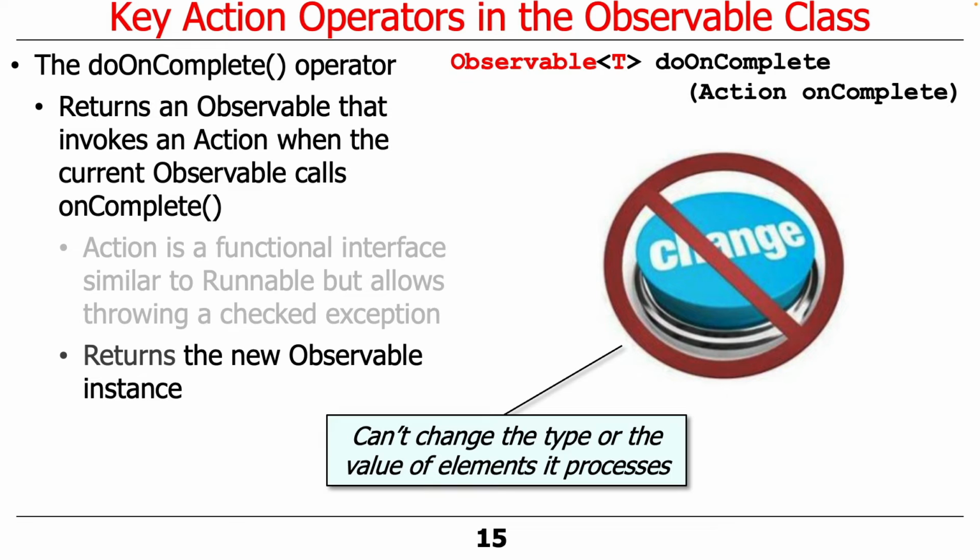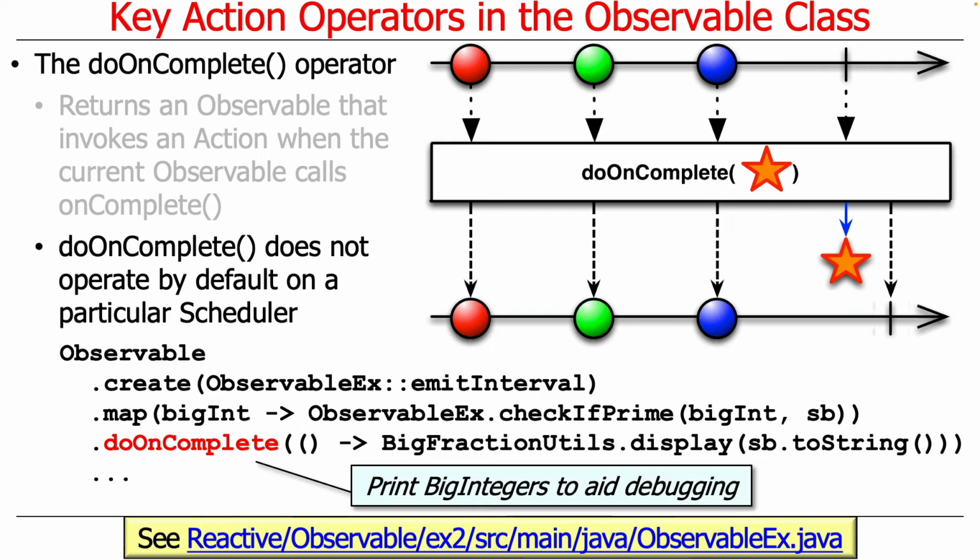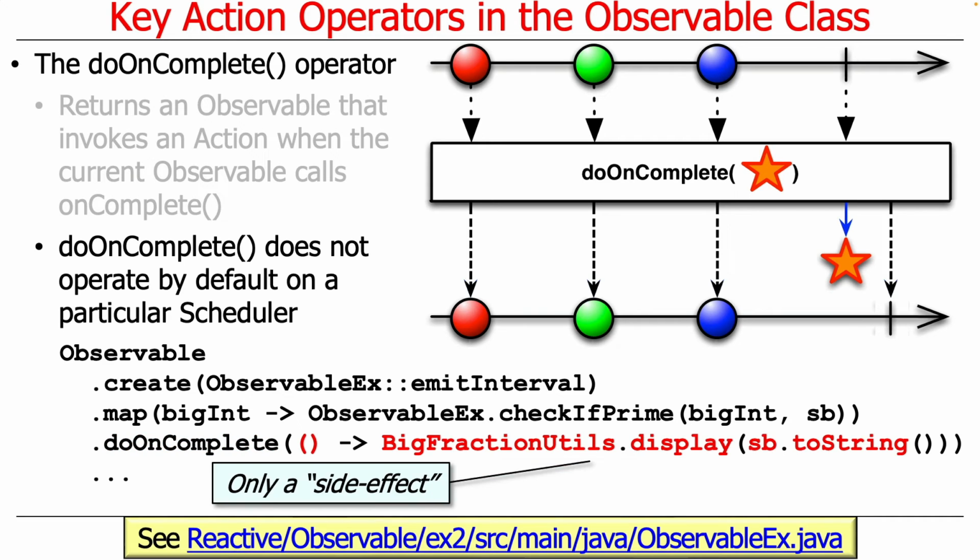As with doFinally, doOnComplete can't change the type or the value of the elements that it processes. Even though a new observable instance is returned, it can't change the value or the type. Also, like with doFinally, doOnComplete does not operate by default on any particular scheduler. It's up to the context in the calling environment to decide where it's going to run. So here's an example which we'll also take a look at, where we're going to be emitting events at a particular interval. This will actually use a background thread. Emit interval will use the interval method on Observable to emit in a background thread. We check to see if something's prime. And then when everything finishes successfully, we're going to go ahead and print the result here.